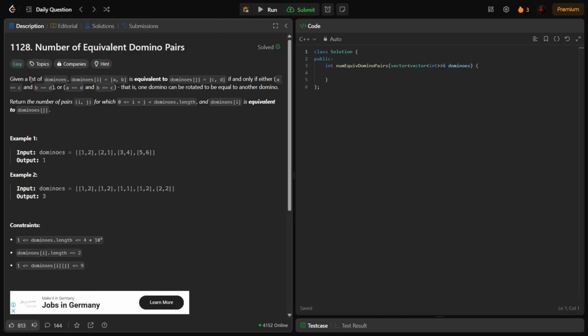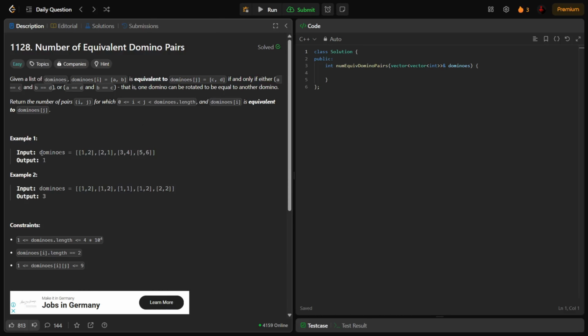Now the problem says, given a list of dominoes, a domino i is a pair, which is also a vector basically, which contains only two elements A and B. It is equivalent to domino j whose values are C and D, if and only if A equals C and B equals D, or A equals D and B equals C. So they have given these conditions. Now we need to return the number of such pairs which are equivalent.